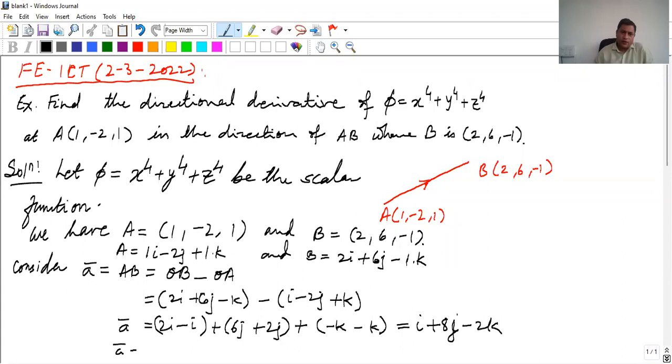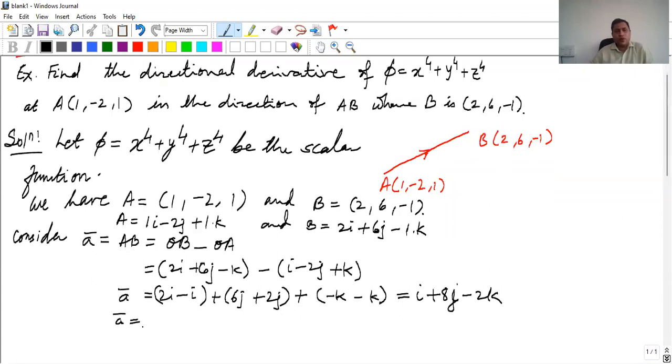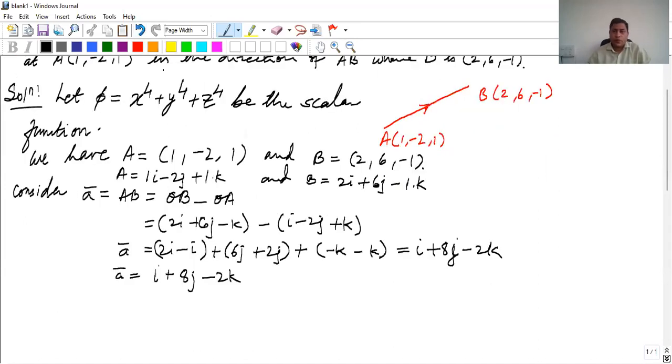So we got here a bar is equal to i plus 8j minus 2k. Are you getting this vector a bar? Yes, sir. Okay, so now we got this vector a bar.